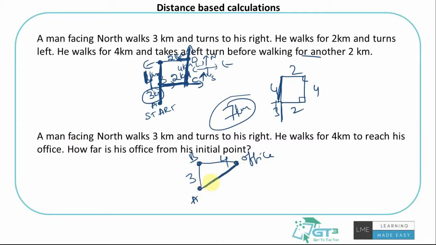Now this is not a simple straight line to calculate, but I see a triangle here. I know this is 90 degrees. So A, B and office is a right angle triangle with 3 and 4 as the legs. So the office distance from the initial point is the square root of 3 square plus 4 square. That's the Pythagoras theorem. So the distance is 5 kilometers from the initial point.